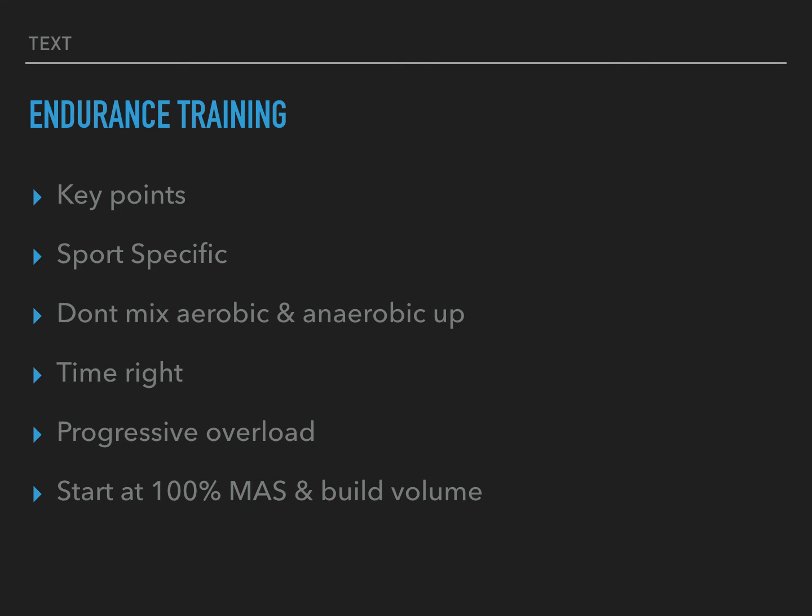So the key points for you to take away here: keep it sport specific. We've been over that. Don't give a marathon runner a one rep max test to do, because it's stupid, because they work for longer periods of time. They do not need that power or that strength. Don't mix aerobic and anaerobic up. They're very different from each other. One uses oxygen, one doesn't. One works for short periods of time, in quick bursts at higher intensity. One works at a lower intensity for longer periods of time.